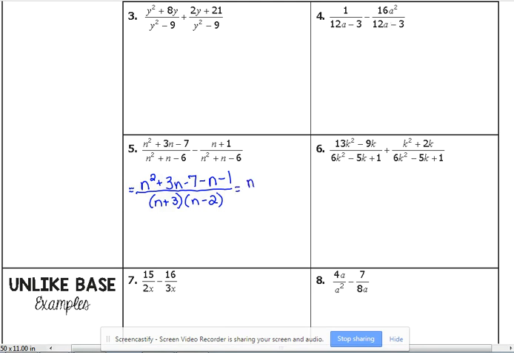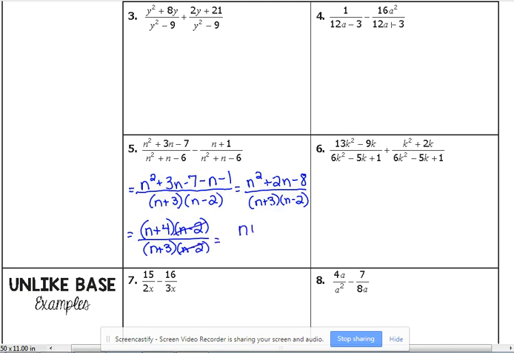Let's simplify the numerator. N squared, 3n minus n plus 2n, negative 7 minus 1, negative 8. Okay, so how does the numerator factor? N plus 4 times n minus 2. So the n minus 2's will cancel. We are left with n plus 4 over n plus 3.